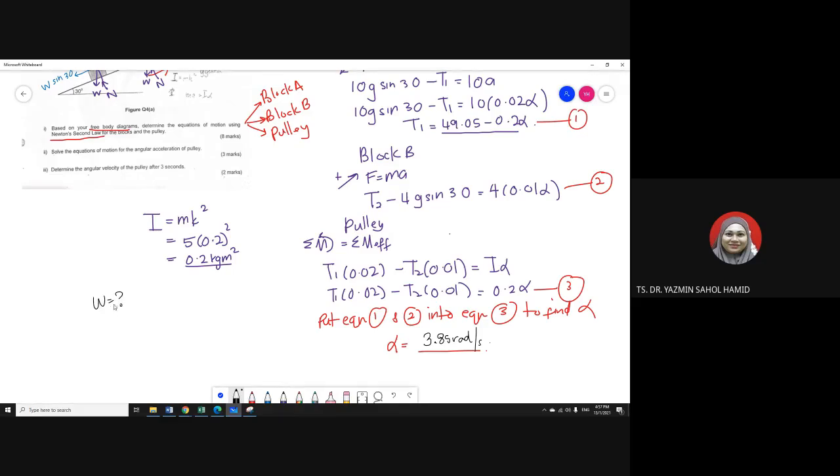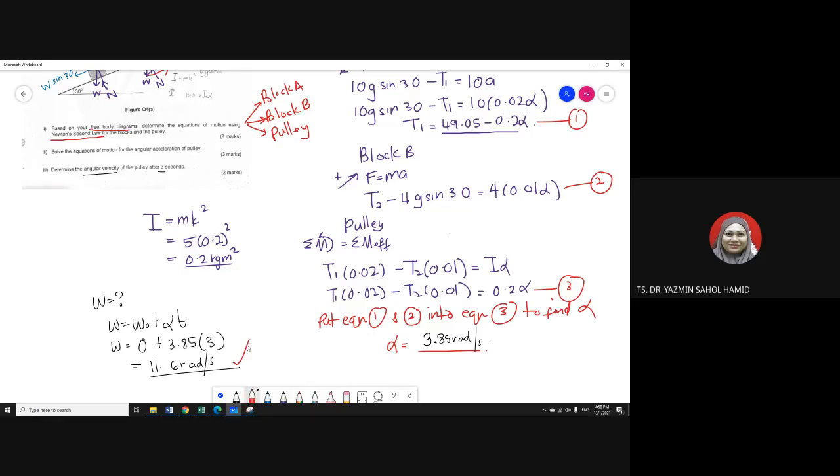What you can do is use the basic kinematic equation: omega equals omega naught plus alpha t. You need to find omega. Omega naught will be 0. Your alpha will be 3.85, and it says find the angular velocity at 3 seconds, so just multiply by 3. So 3.85 multiplied by 3, you get 11.6 radian per second. So that is the answer.